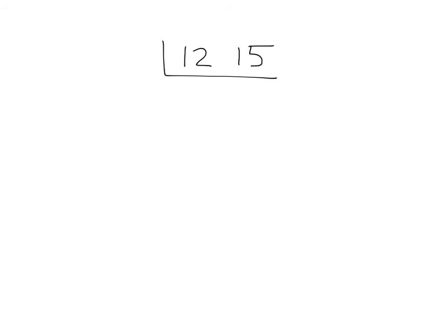Do I have a factor for 12 and 15? Well, how about 3? 3 will go into 12 4 times, and 3 will go into 15 5 times. Okay, now as I look at 4 and 5, can I keep going? Can I keep dividing? The only common factor they would have is 1. So I'm going to stop there.